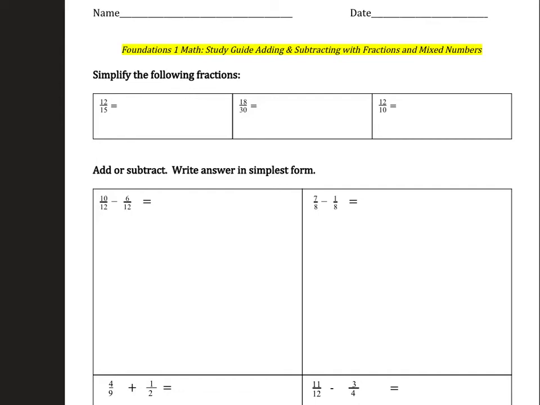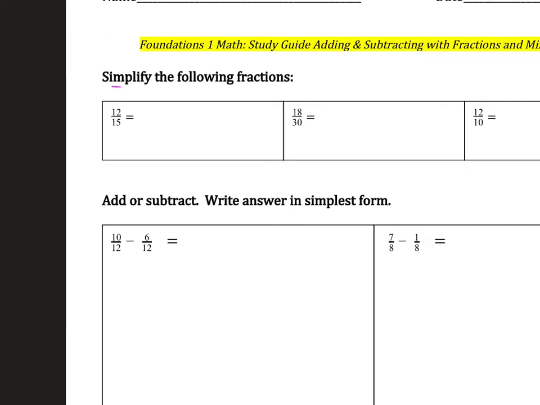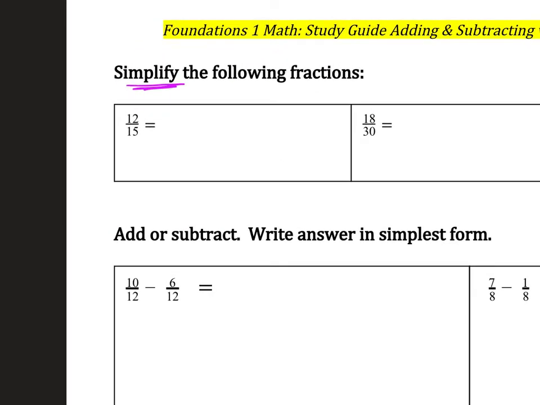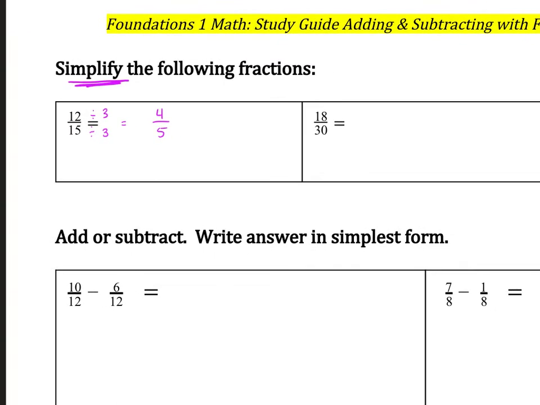Let's go ahead and check our study guide. On my first one here, I need to simplify our fractions. Remember, that means to make it smaller. Use your divisibility rules. Think, what can I divide 12 and 15 both by? I know I can divide the top and the bottom both by 3. So I get 4/5. I can't go any smaller because I can't divide 4 and 5 by anything.